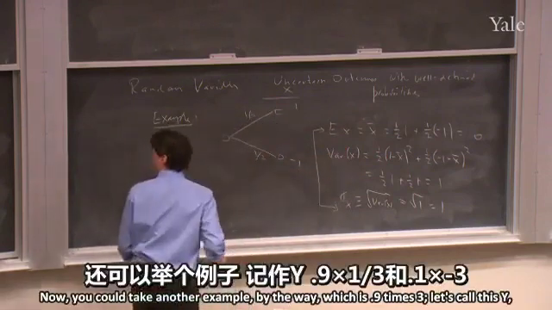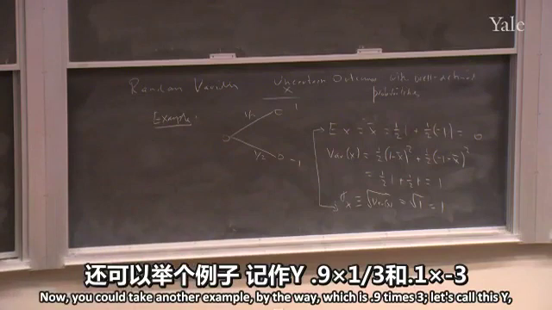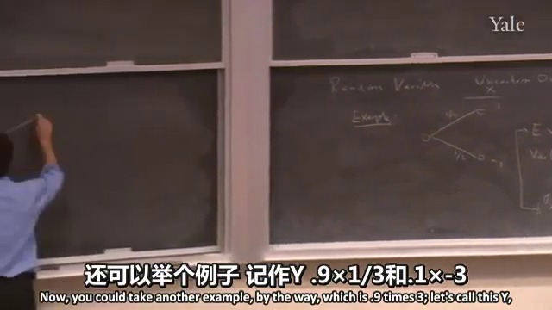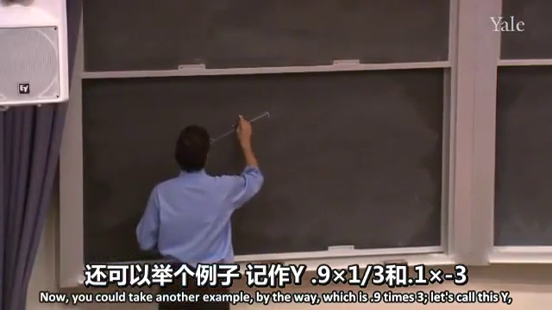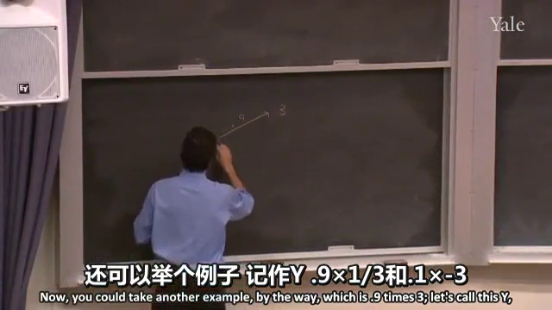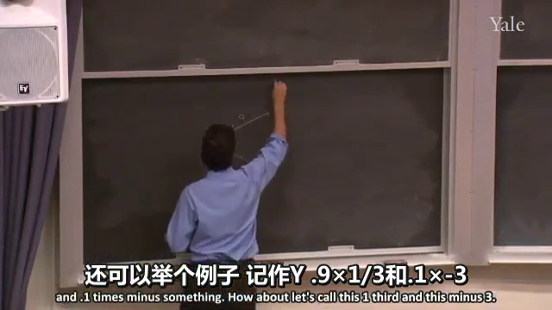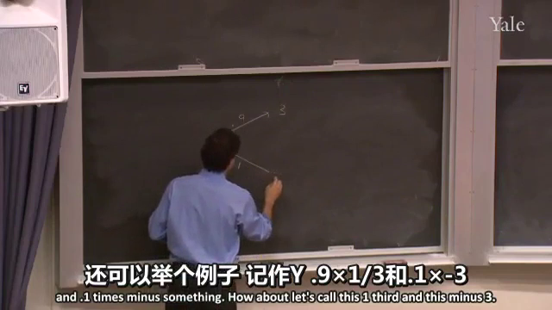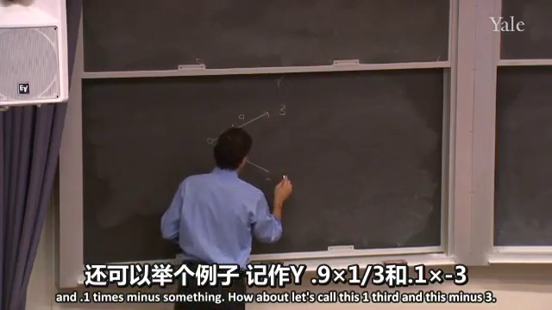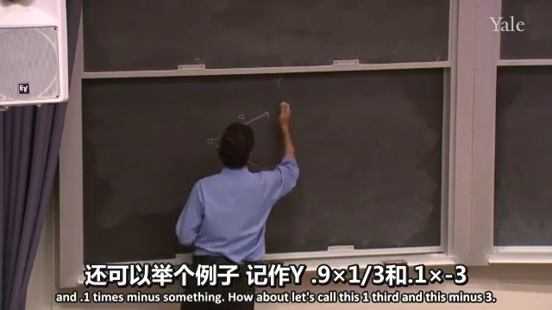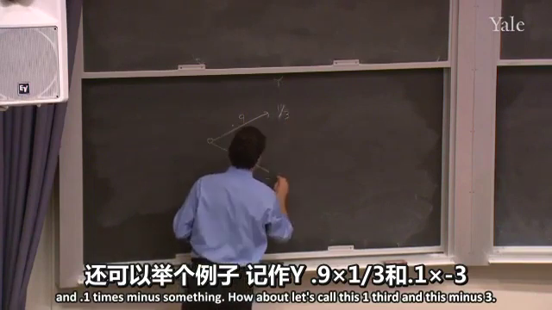OK, now you could take another example, by the way, which is 0.9 times 3, let's call this y, and 0.1 times minus something. How about, let's call this 1/3 and this minus 3.